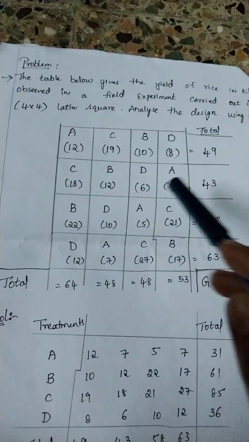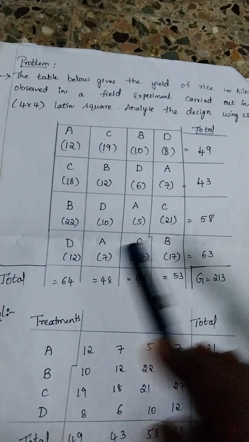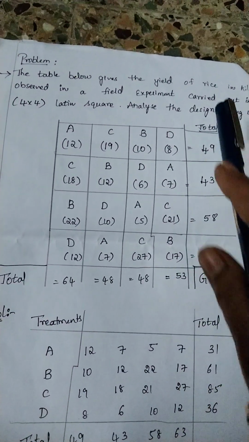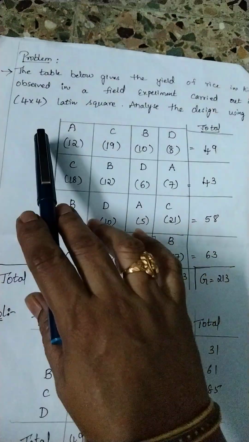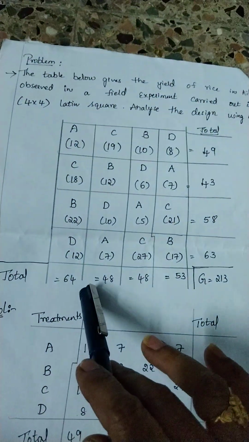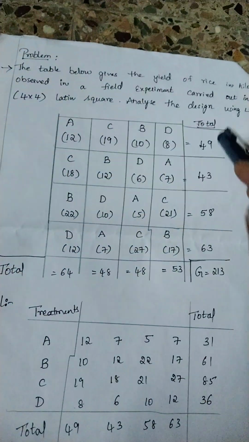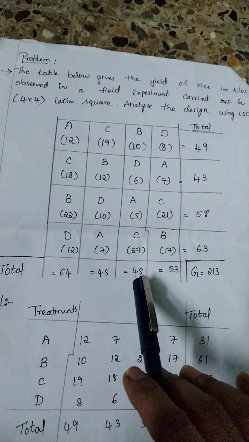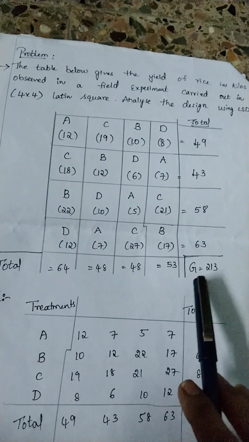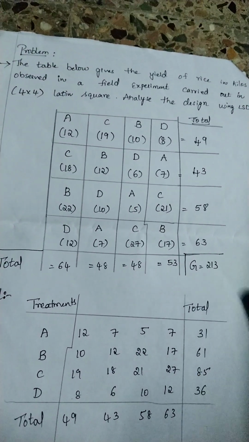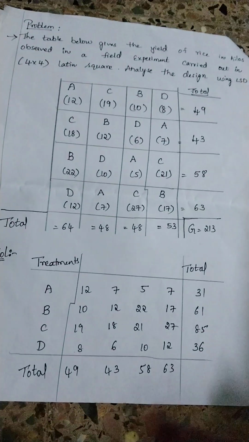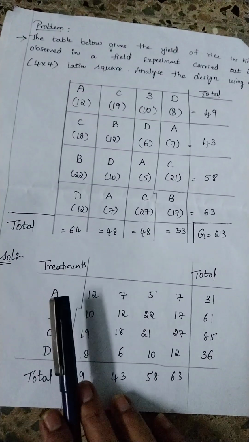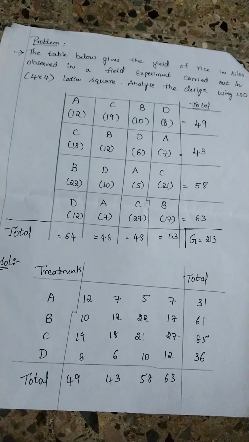For the given question, I have found the totals. What are the totals here? You are going to find the row total and column total for everything. While adding all the row totals and column totals, you get your grand total G. G is equal to 213 here.